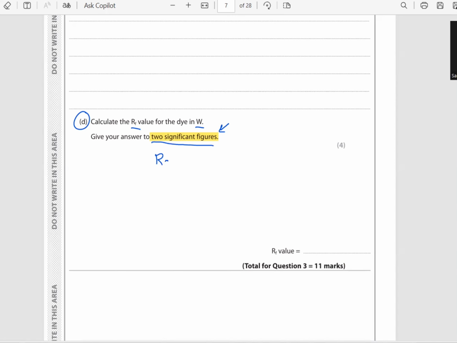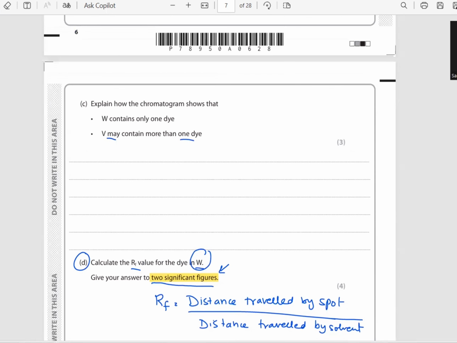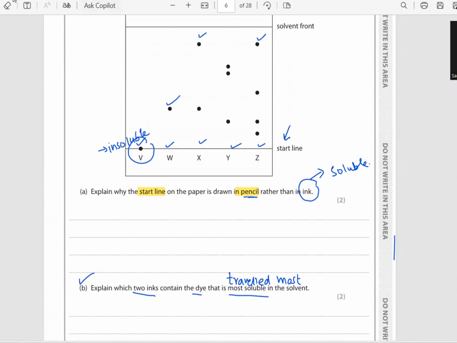RF value, how to find out? Distance traveled by spot divided by distance traveled by solvent front. So they are asking about W dye. How we will work out? I'll just tell you the method.